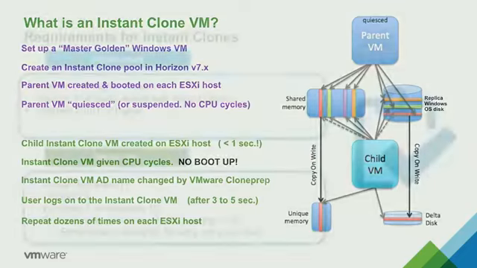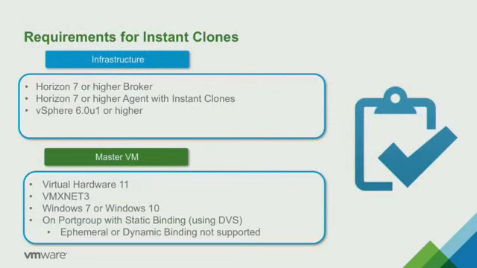Now, there are certain requirements in order to use instant clones. The first one: you have to have Horizon 7. You have to be using vSphere 6 U1 or higher. Your master VM has to be built using virtual hardware version 11. We support Windows 7 and 10 VMs, and don't support Windows 8 VMs. And you must use distributed virtual switches with static binding. We don't support ephemeral or dynamic binding.